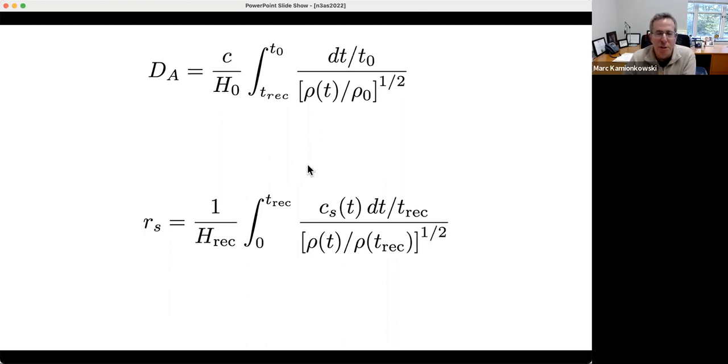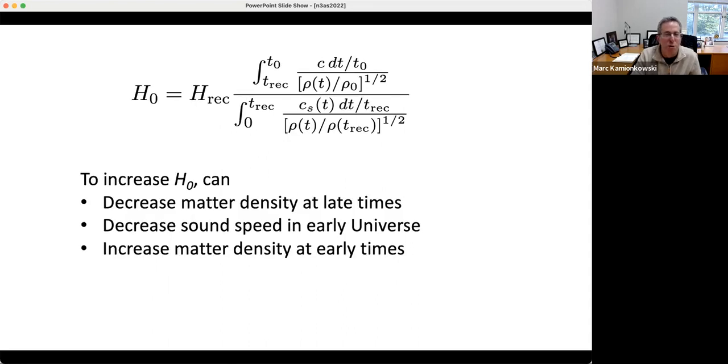The sound horizon is similar, except that the distance is the sound distance, not the light horizon. And so instead of having the speed of light, we have the speed of sound, which has a weak dependence on the baryon density. And otherwise, we have the density of the universe at time t normalized by the density of the universe at recombination. So I algebraically combine these two equations, and this gives me the equation for H naught. So I infer H naught from the cosmic microwave background by taking the ratio of this late time integral to this early time integral.